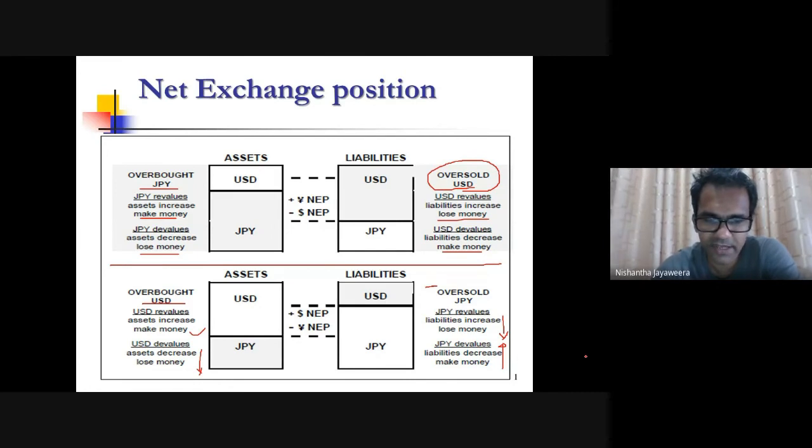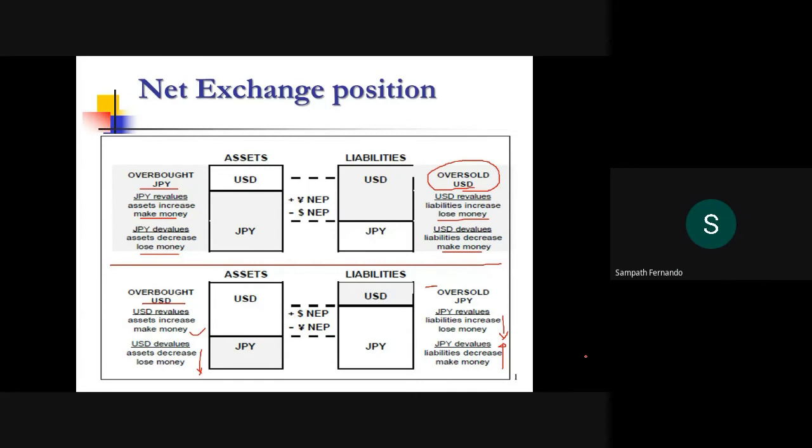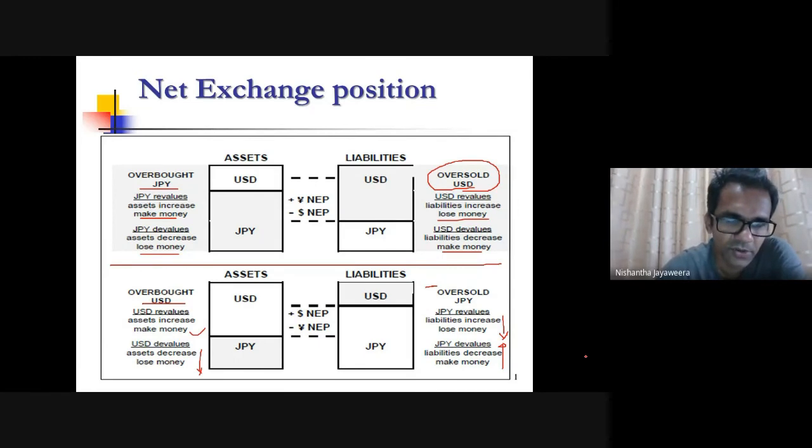If you had a long position and the currency appreciates, then it's a profit. If you had a long position and the currency depreciates, then it's a loss. Clear? Yes, sir. It is the same as what we calculated in the last gap question.